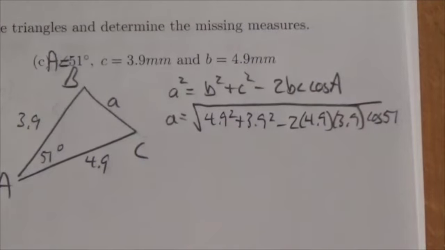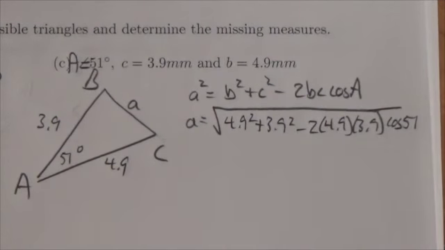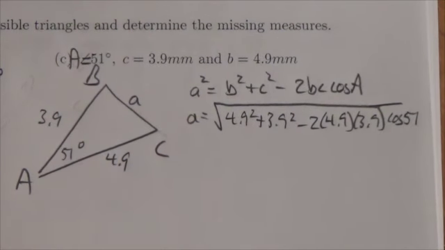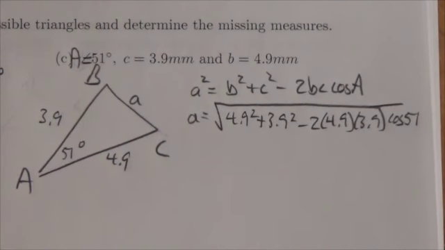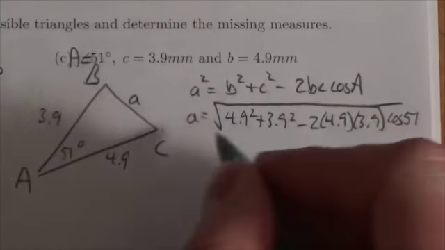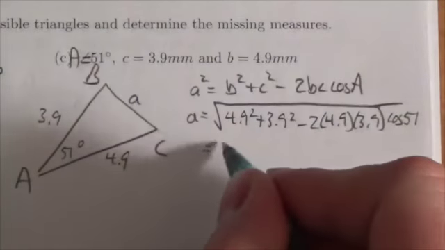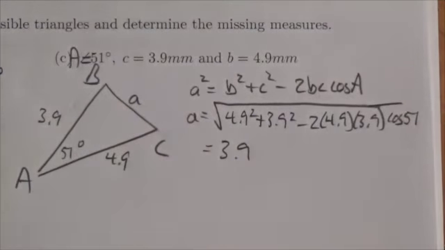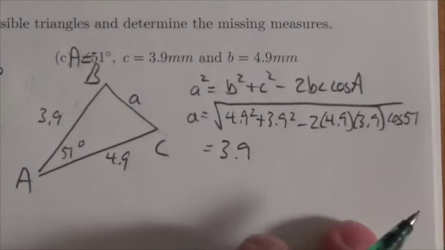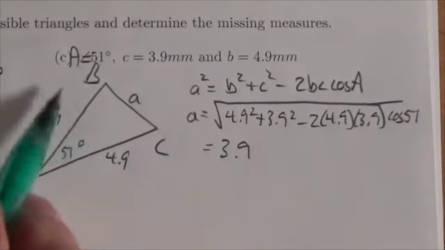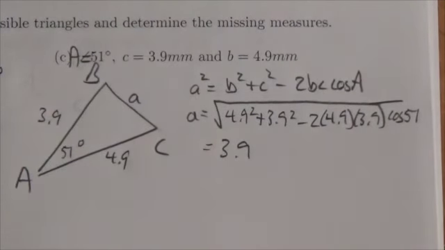Okay, so we'll just enter this into our calculator here. This can be done in one step. So 4.9 squared plus 3.9 squared minus 2 times 4.9 times 3.9 times the cosine of 51. And to one decimal place, I'm going to get that that's 3.9. Now, once I've got that, I've got enough information to figure out what B and C are.